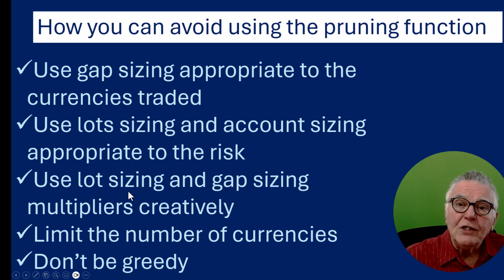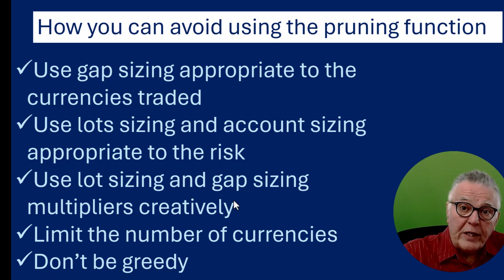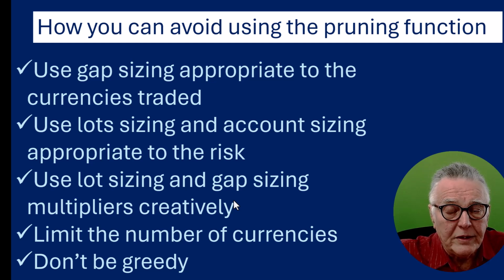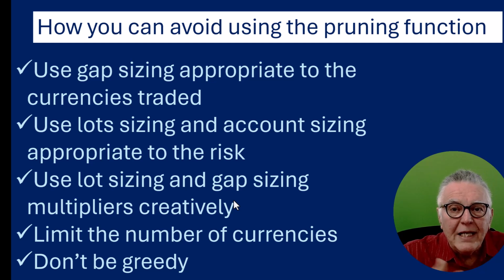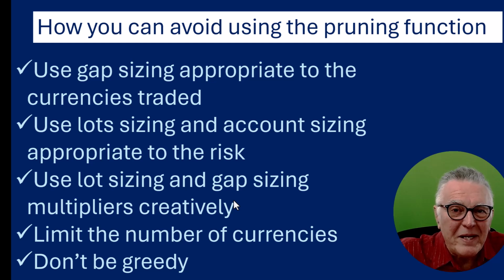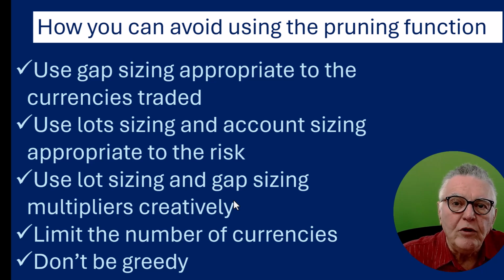Then lot size multiplying and gap size multiplying plays quite a nice role. Gap sizes, you want your gap sizes to grow quite big so that you have fewer grid levels. And lot sizing, you want to keep conservative because you don't want that to grow too quickly so that your problem becomes bigger and bigger as the lot sizing increases. So you need to balance those strategies very carefully. But that is also a way of, if you use those creatively, you don't need to use pruning.